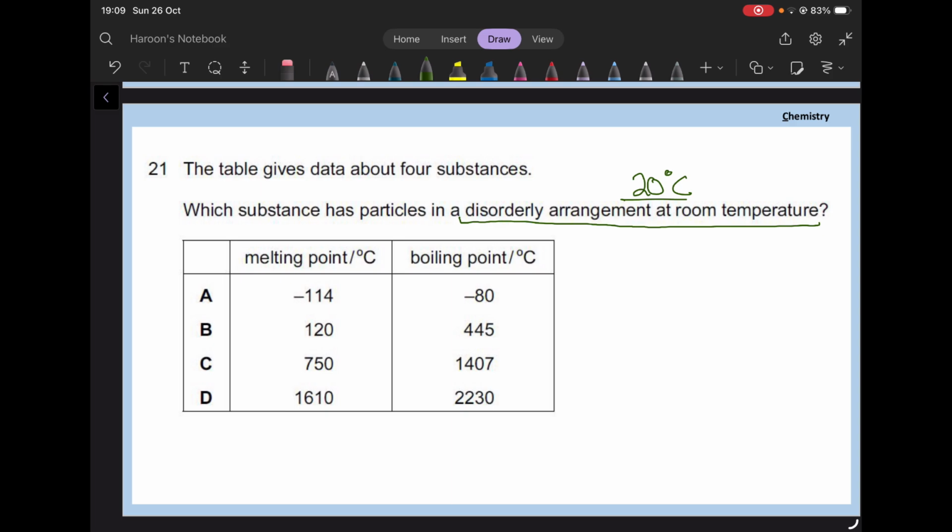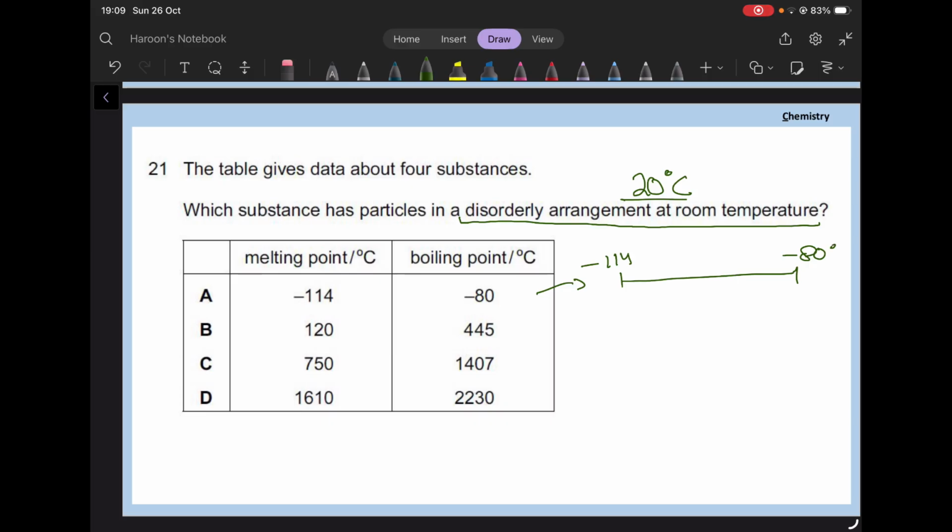Not standard, as in different countries can have different room temperatures depending on the season as well as the place they're lying on the hemisphere. So around 20ish degrees Celsius we can take an average room temperature. So disorderly arrangement. So first of all, in A, in this graph, we place the melting point first, minus 114 and minus 80.